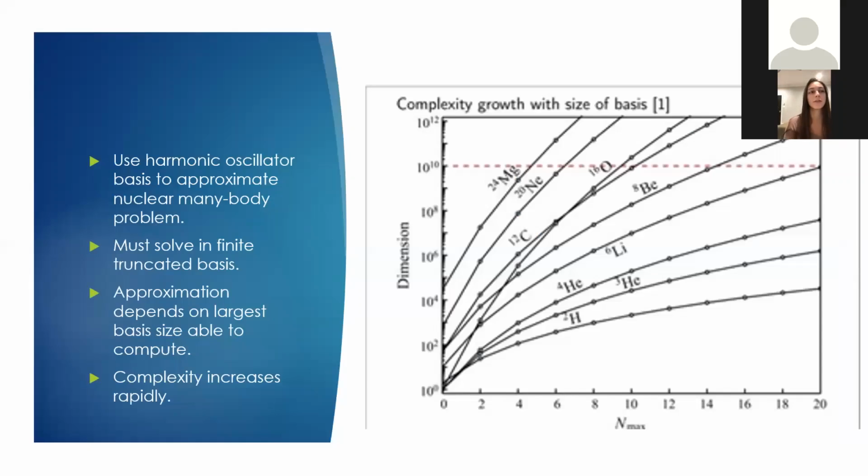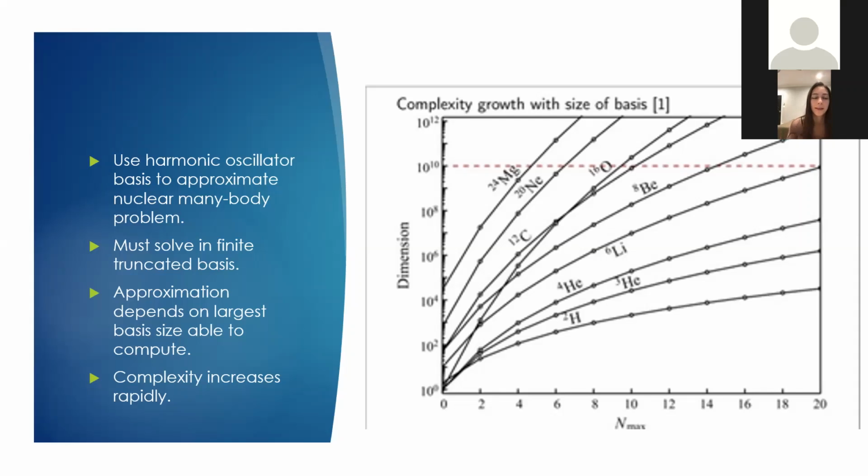So we want to solve the nuclear many-body problem. However, we can't solve this problem directly. So here we're going to be using a harmonic oscillator basis to approximate the solution. Now we cannot solve the harmonic oscillator basis in its full space because it's infinite, so we'll be solving in a truncated finite basis.